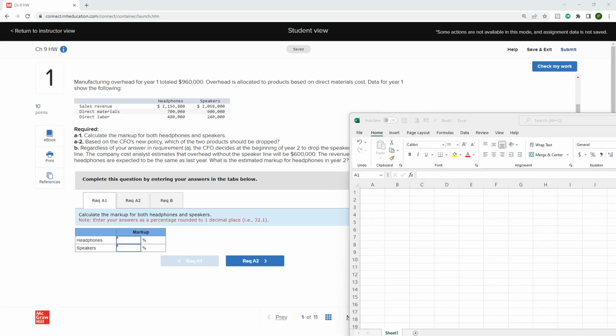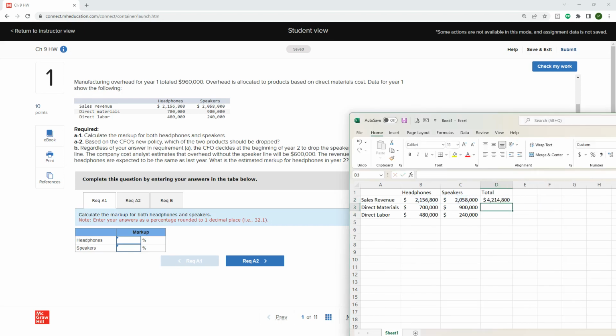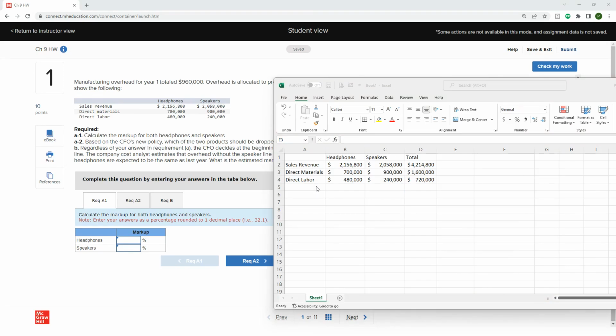So I'm going to set up this information in Excel. I entered the sales revenue, direct materials, and the direct labor for both of these product lines. I'm going to calculate the totals. So we get a total sales revenue of $4,214,800, total direct materials of $1.6 million, and total direct labor of $720,000. Now we have to allocate the overhead. I'll put in overhead on the next line.